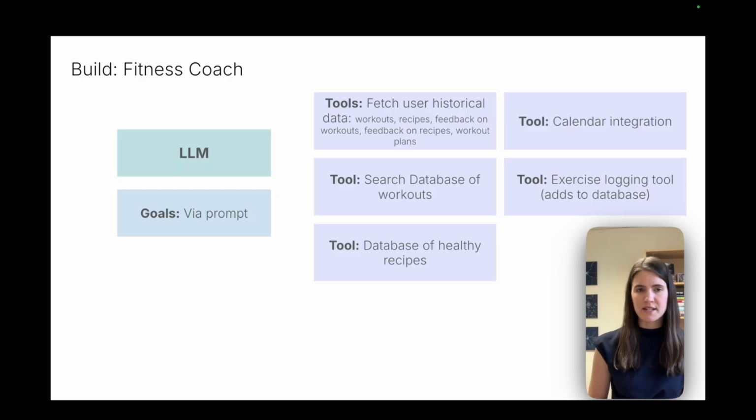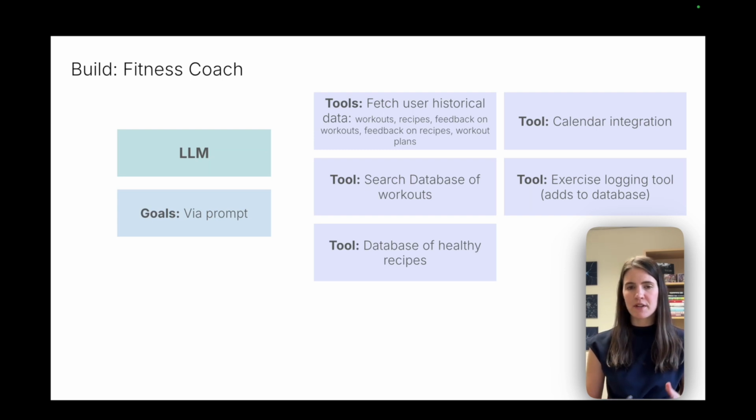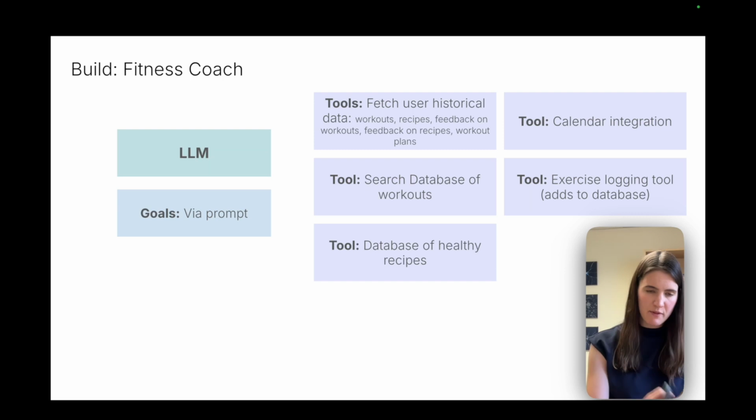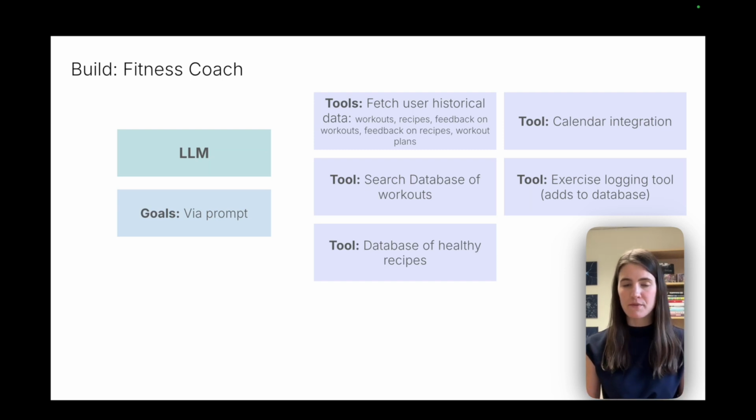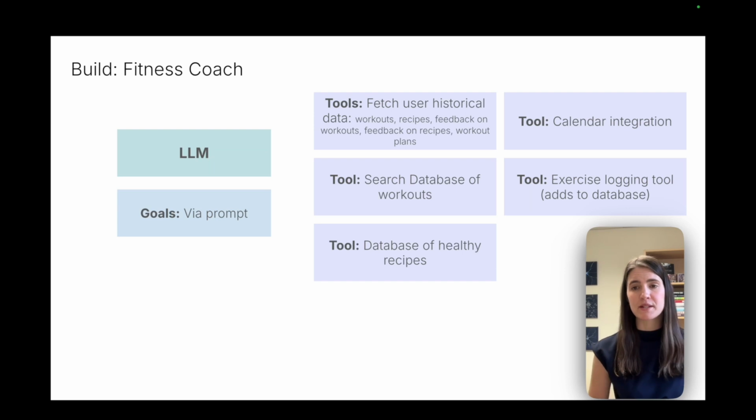So here is an example. If we wanted to go out and build a fitness coach, these are the different tools that we might have. So we have our LLM. We are going to give it goals via a prompt. We have tools to fetch user historical data. So things like workouts the user has done before, maybe recipes they've tried, feedback on these workouts and recipes. We might have a tool to search a database of workouts. So this might be a general large database that we have of different workouts that might be interesting. We have a database of healthy recipes.